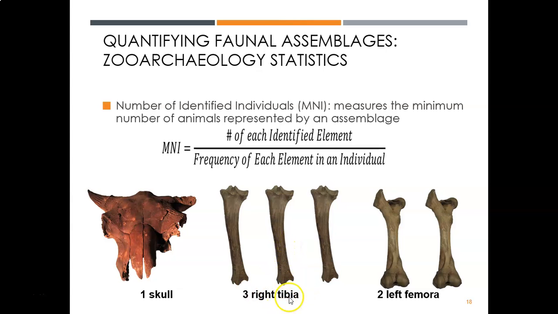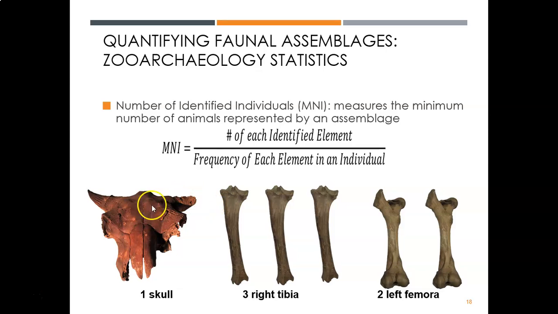So in this case, the siding has become important. If there is only 1 right tibia in an individual, but we have 3 right tibia in our assemblage, 3 divided by 1 means that our MNI of bison is now 3. So even though we only have 1 skull, in order to get 3 right legs, we have to have 3 bison as a minimum, right? There might be more, but this is why it's called MNI. And then we do the same thing for the left femora, or the left femur, another leg bone. There are 2 left femora in our assemblage, but there's only 1 left femur in each individual, and so the MNI is 2.